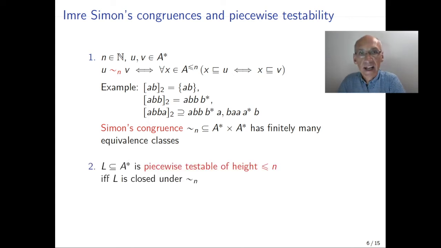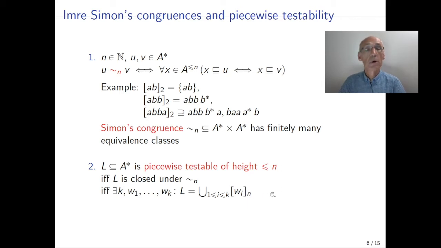Now, a language L is piecewise testable of height at most n if and only if it's closed under Simon's congruence of index n. In other words, if and only if it is a union of equivalence classes of this congruence, and since there are only finitely many, this language is piecewise testable of height n if and only if there exists a number k and words w1 to wk such that L is the finite union of the equivalence classes of the words wi. Piecewise testable of height n.